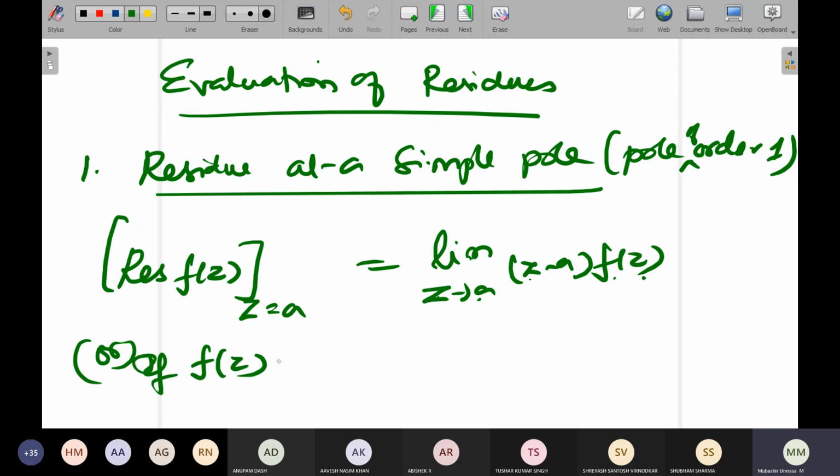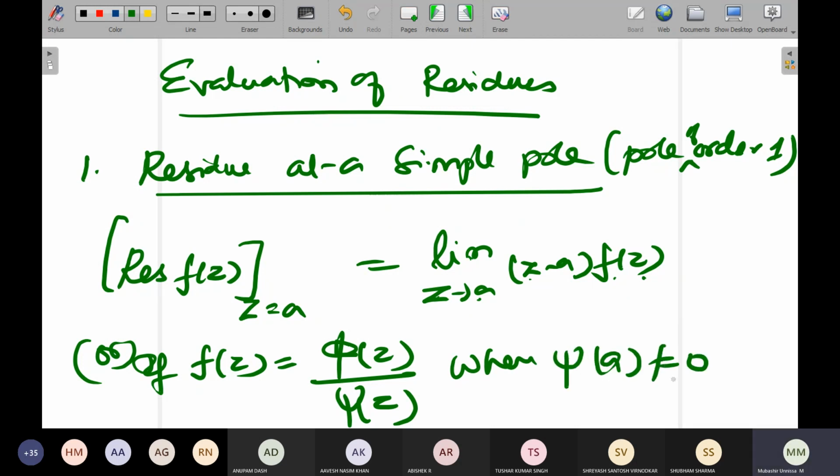Or the other way of finding the residue, for a function of the form phi of z divided by psi of z, where psi of a is not equal to 0. That means when you substitute the residue point z equals a, the denominator value is not equal to 0. Oh, one minute, I think I made one mistake. Yes, I'm sorry, ma'am, I made one mistake.